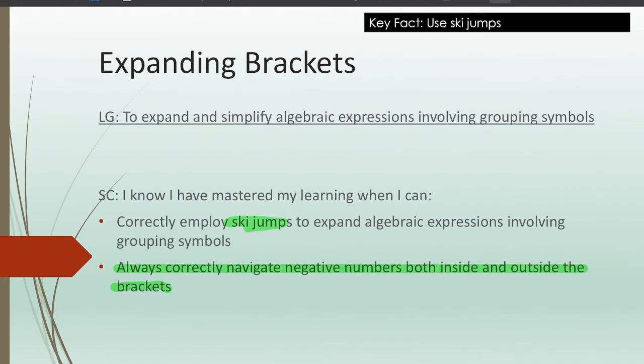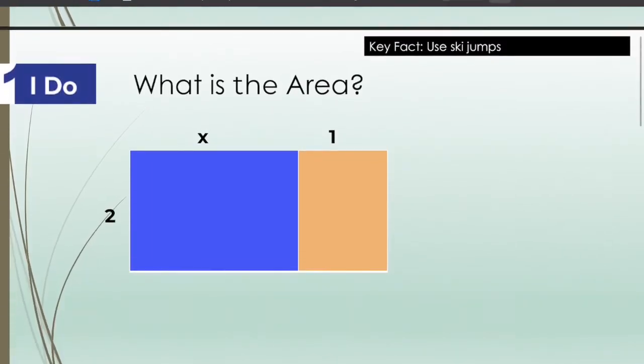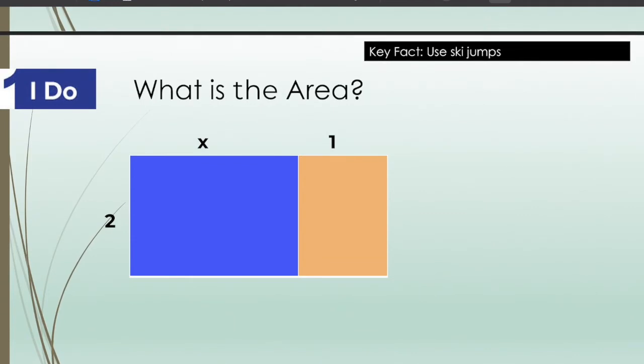Before we get into expanding brackets, I want you to think about this example for a moment. We have three different rectangles here. There's the whole rectangle, and then there's also the blue rectangle and the orange rectangle. So if I want to calculate the area of the smaller rectangles, we know we times the length by the width. So the area of this is just going to be 2x, that's 2 times x. And the area of this is just going to be 2, that's 2 times 1.